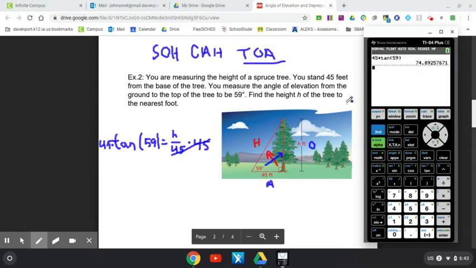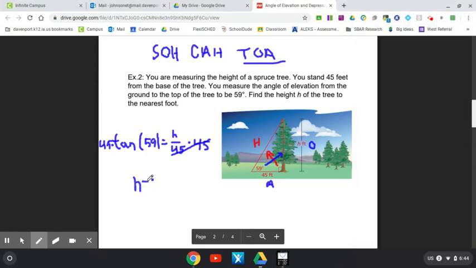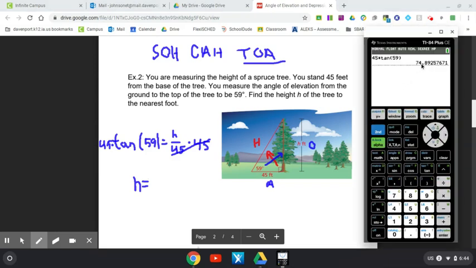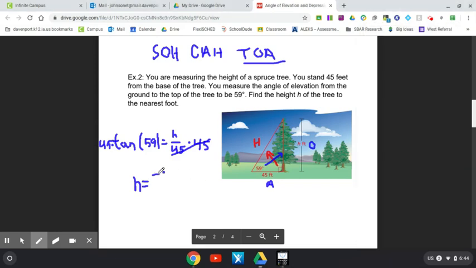Now, read the problems carefully. In this one, it says round to the nearest foot. So rounding this to the nearest whole number, this 8 tells us that we need to round it up. So our height is going to equal not 74, but 75 feet.